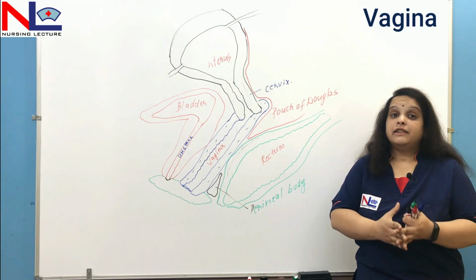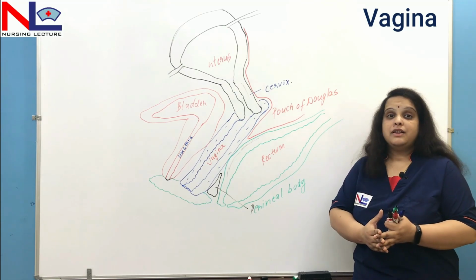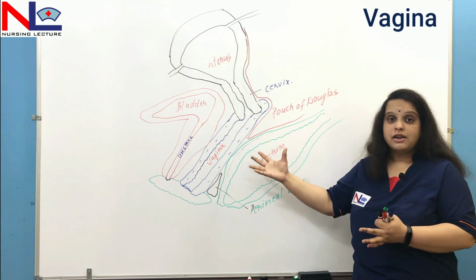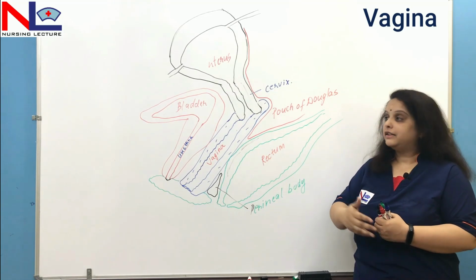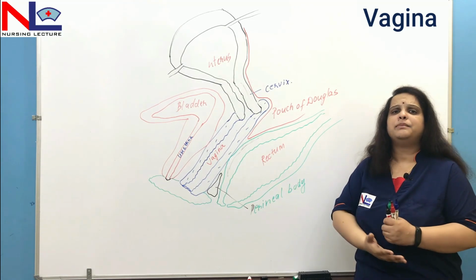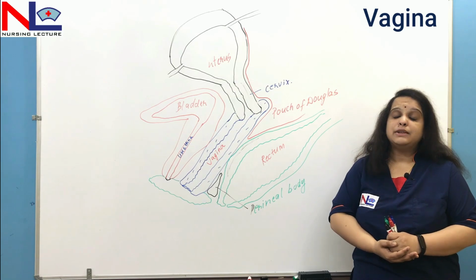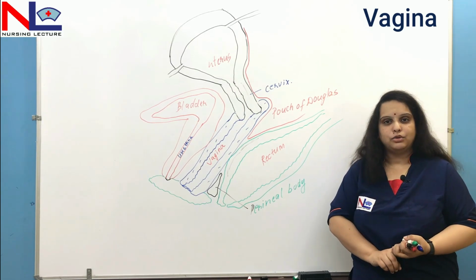So this is the internal structure of the vagina, where we have discussed the vaginal wall and its layers, then the fornices, the relation with the other organs which lie nearby, and the pH of the vagina. So in the next part, we'll be discussing the uterus, fallopian tubes and the ovaries.